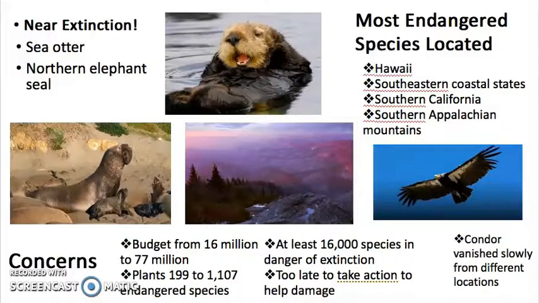Another concern is that there are at least 16,000 species near extinction, and if it keeps going up at this rate, it will be too late to take action to help what is already damaged. One last animal the book talks about is the condor. This animal is a beautiful big bird that has slowly vanished from different locations over the past years. With this in mind, not only do we as citizens need to start taking action, we need to realize that once these animals go extinct, we will never get them back.